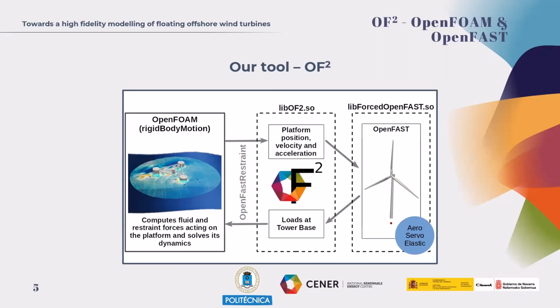So in each time step, we get the platform position, velocity, and acceleration. We pass it to OpenFAST. OpenFAST does the calculation, integrates the loads at the tower base, and these loads are used in the library rigid body motion to determine how the wind turbine will displace. By this way, we obtain a computational cost reduction because we are not solving the wind turbine. We do not need a fully resolved approach on the top of the floating offshore wind turbine.